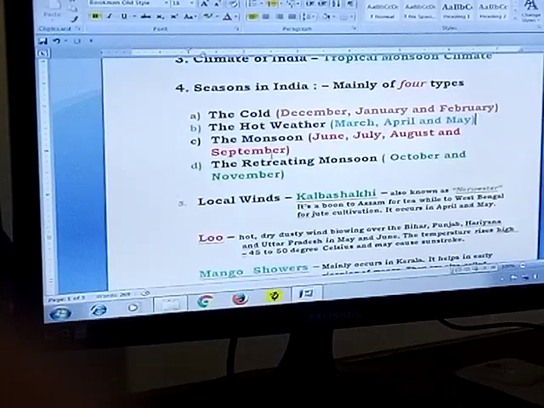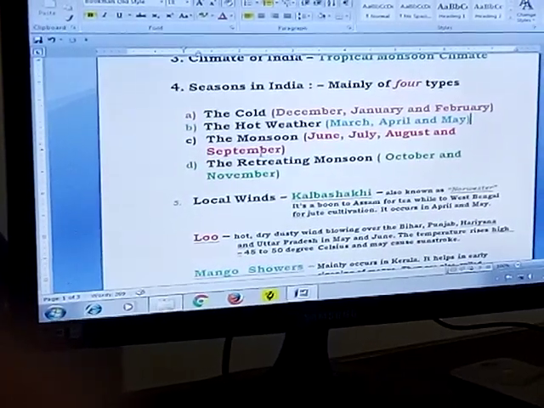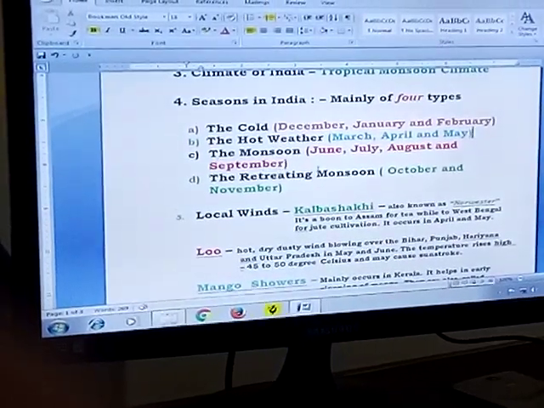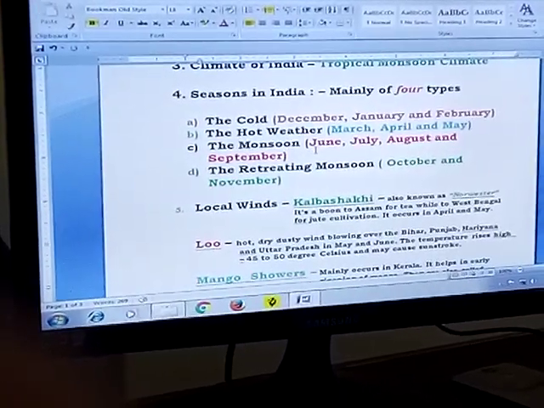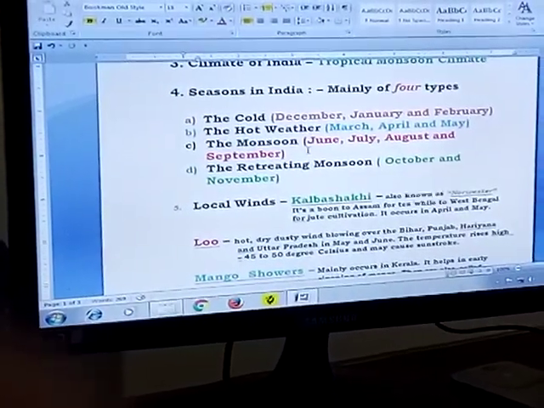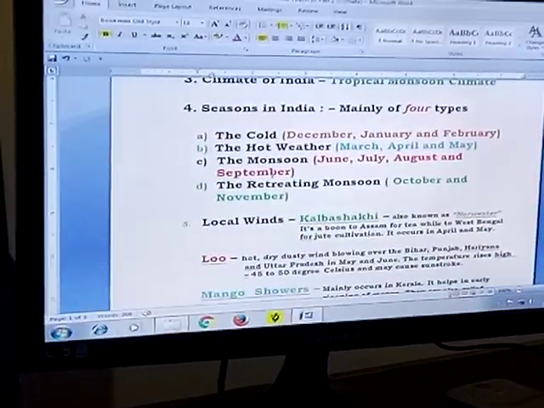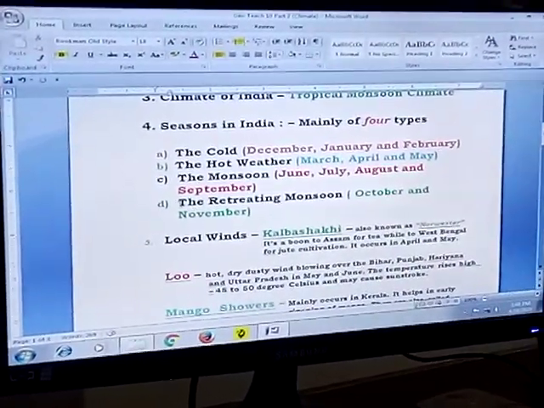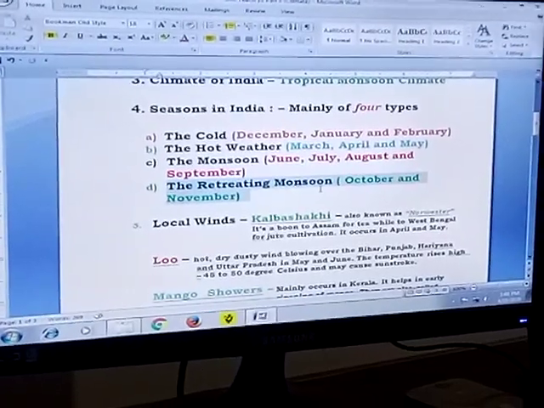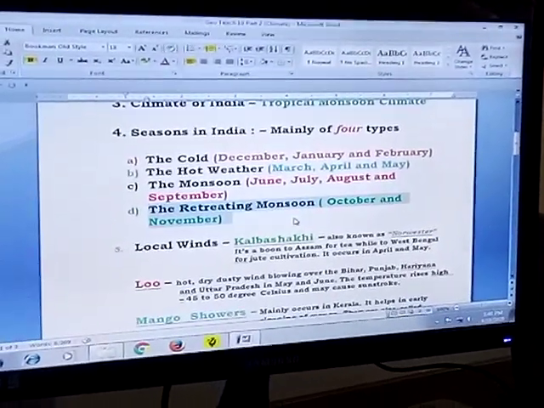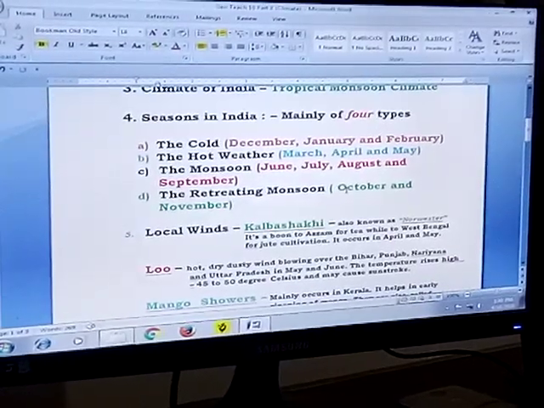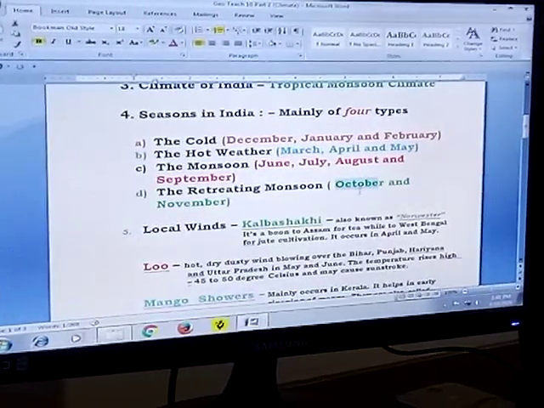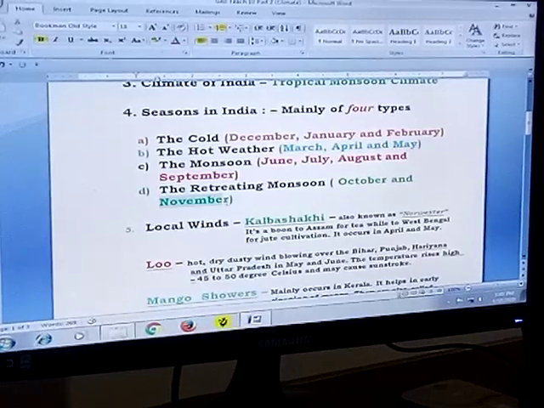Remember, we are talking geographical terms. Therefore, do not go by the idea that any season will have 2 months. No, not like that. In geography, this is the monsoon season in India. After that you will have another season called the retreating monsoon. And this retreating monsoon will comprise 2 months, October and November.